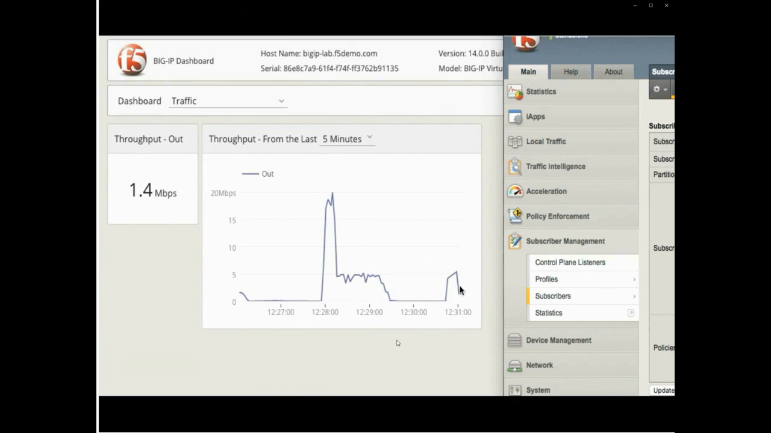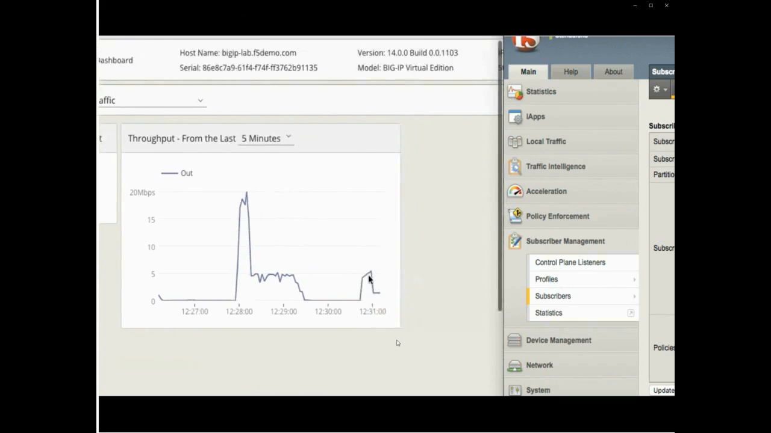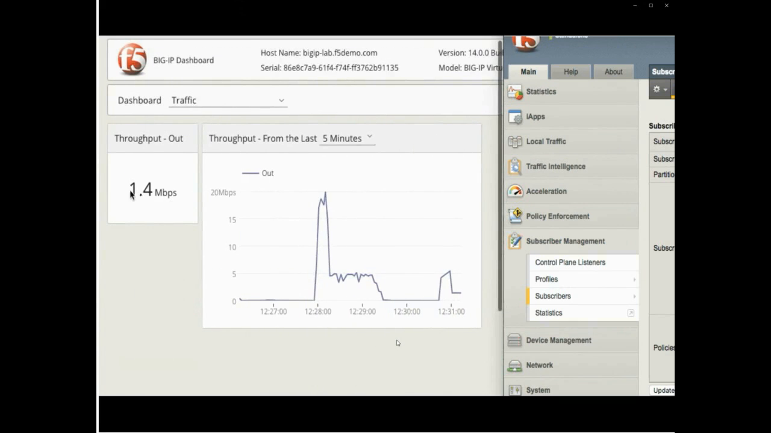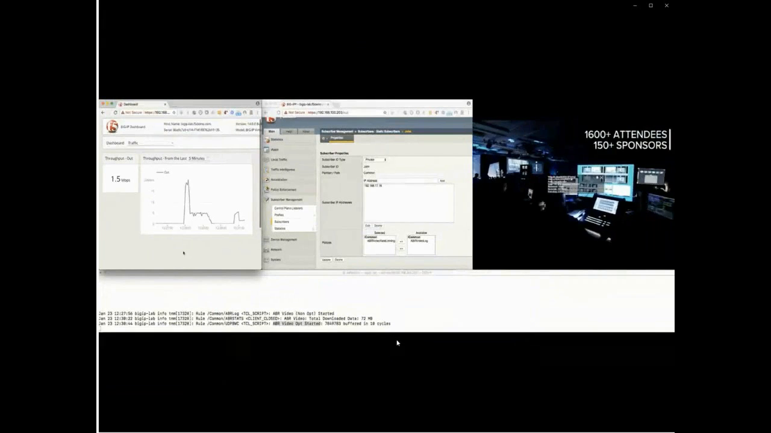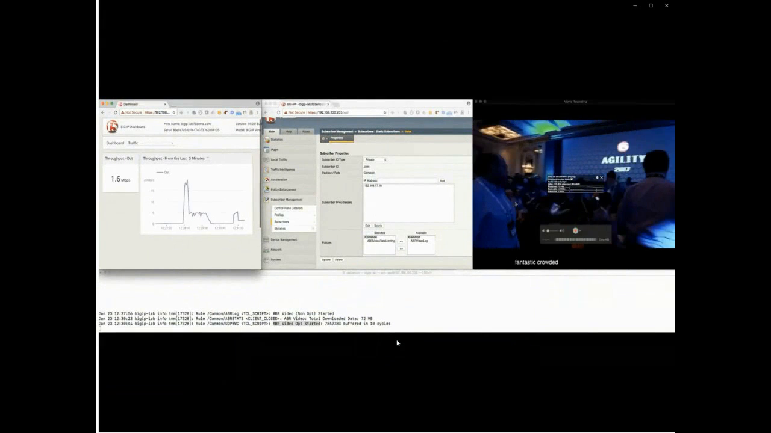And then we apply the full pacing. The pacing in this case was at 1.5 megabit per second. And the reason was because we wanted to force the video down to 480p wherever it was possible. So you see 1.5 megabit per second pacing. We go back to the video.